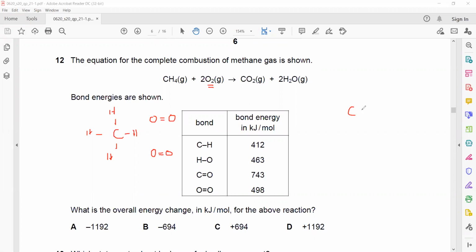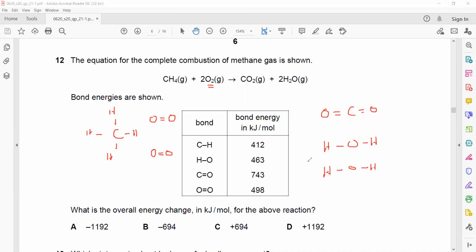CO2, carbon dioxide. Carbon belongs to group 4 and oxygen belongs to group 6, so they will share, and there is only one molecule. And H2O, so H2O means H-O-H, and how many molecules are there? 2, so I will draw the structure twice.